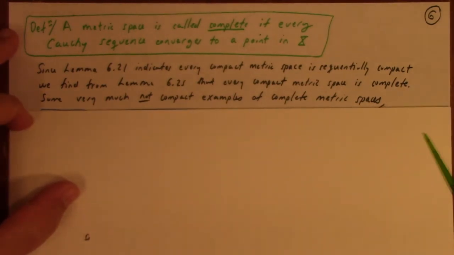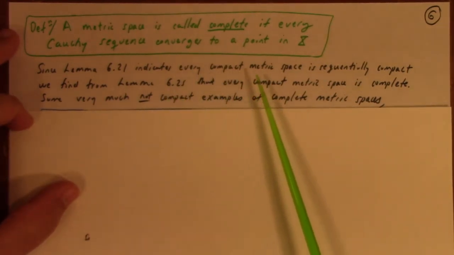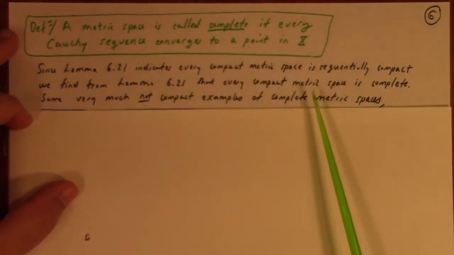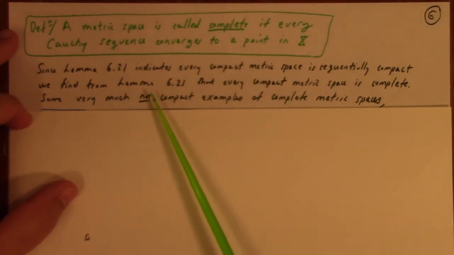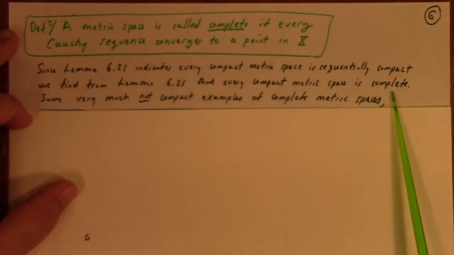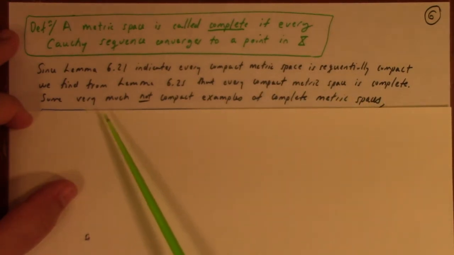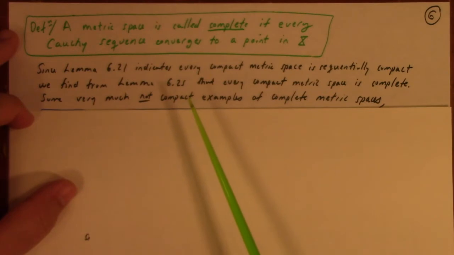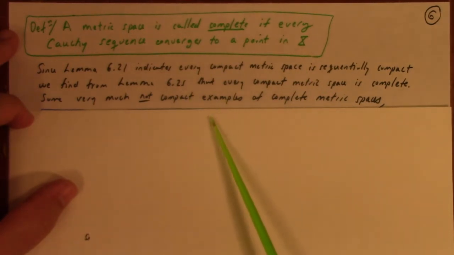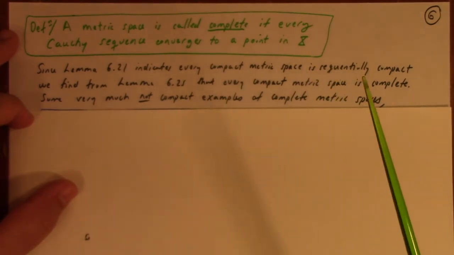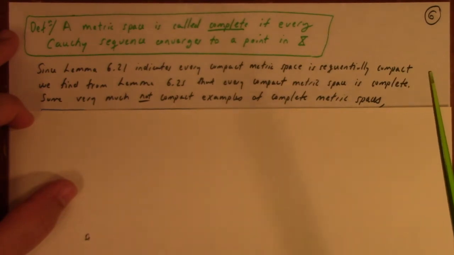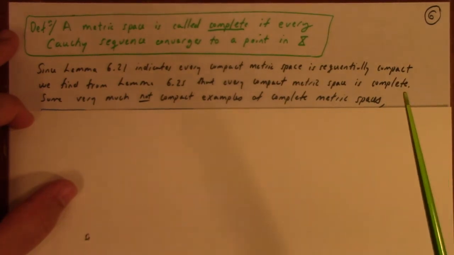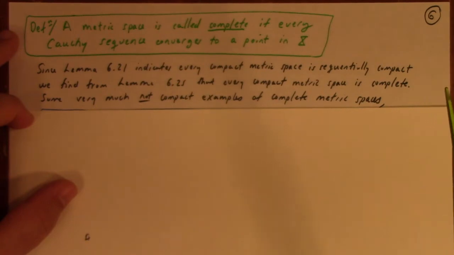But anyway, here, lemma 6.21 indicates every compact metric space is sequentially compact. And we find from lemma 6.25 that every compact metric space is complete, because we just got from the previous lemma that a Cauchy sequence is convergent if and only if it has limit points. And then in particular, any Cauchy sequence in a sequentially compact metric space converges, which means that any Cauchy sequence converges, that's completeness, right?